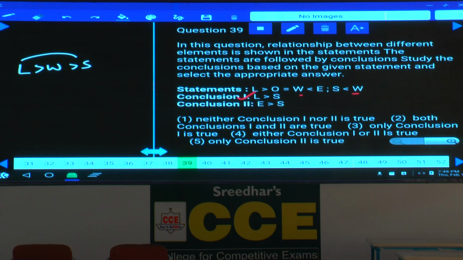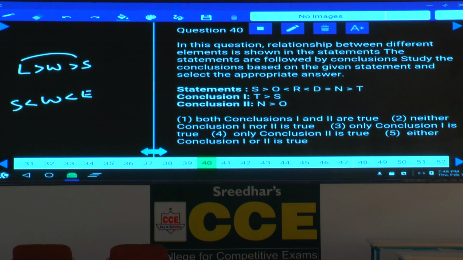Then coming to the second one, E and S. E is here and S is here. W lesser than E and S lesser than W. S lesser than W, W lesser than E. Hence, S lesser than E is true. If S lesser than E is true, E greater than S is also true. Hence, both the conclusions follow. Both 1 and 2, that is choice 2. Question number 39, choice 2 is the answer.